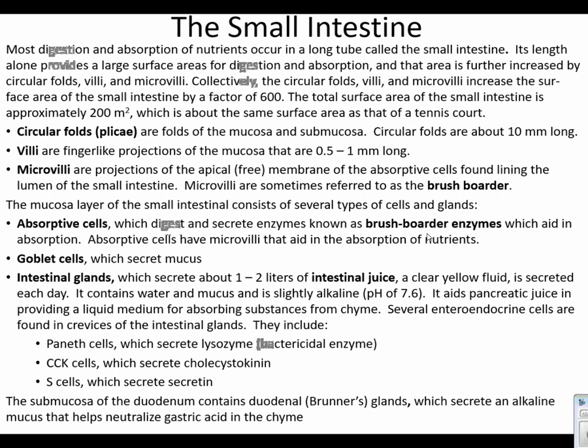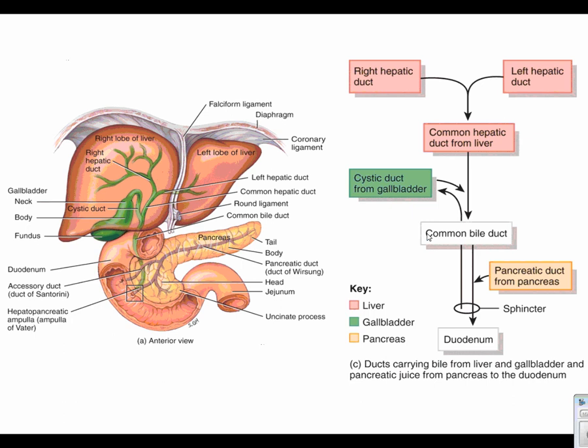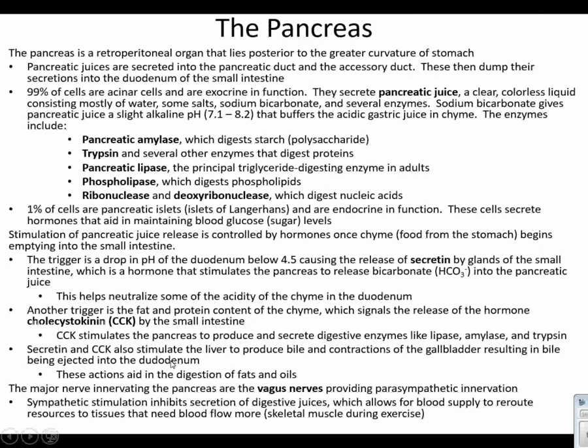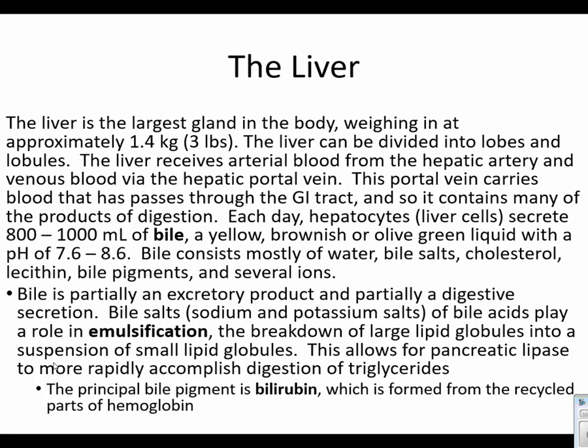Several enteroendocrine cells are found in the crevices of our intestinal glands and include Paneth cells, which are the ones that secrete that lysozyme that we've talked about this semester, an antibacterial enzyme. CCK cells that secrete CCK, cholecystokinin, and S cells that secrete secretin. Well, we just talked about cholecystokinin and secretin. Those two hormones help to activate not only the pancreas, but also the liver.